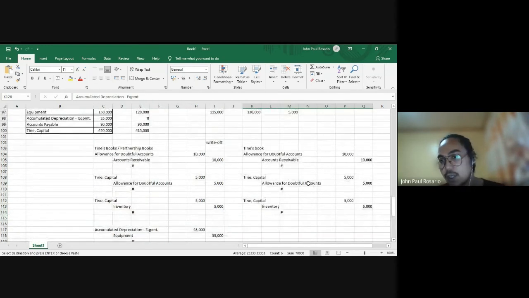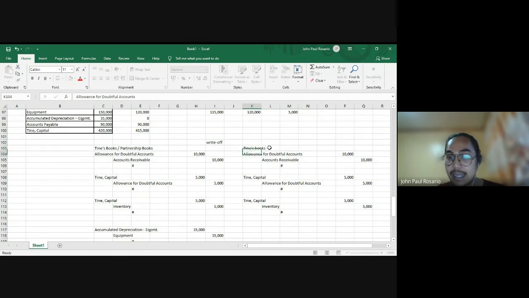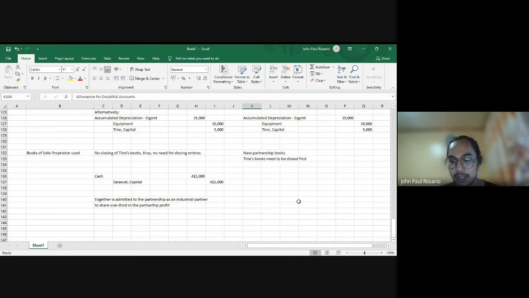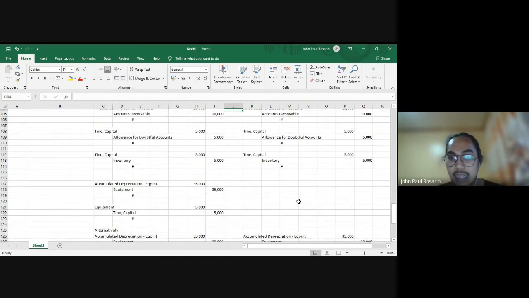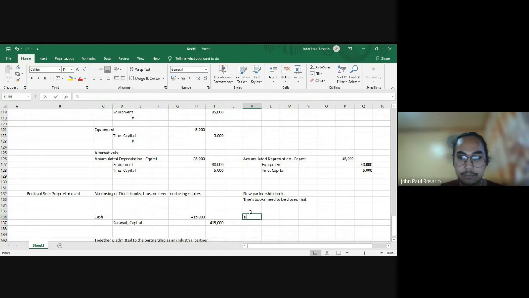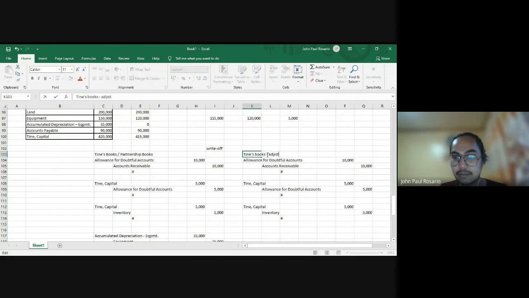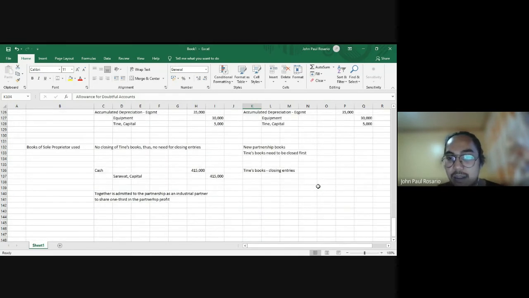So first, we still have to adjust Time's books. And aside from adjusting his books, we have to close the books of Time. Now, when we say closing the books of Time, so Time's books gihapon siya, tapos closing entries. Let's just label this one as adjusting entries. So when we say closing Time's books, we have to reduce the balance of every account present therein to zero.